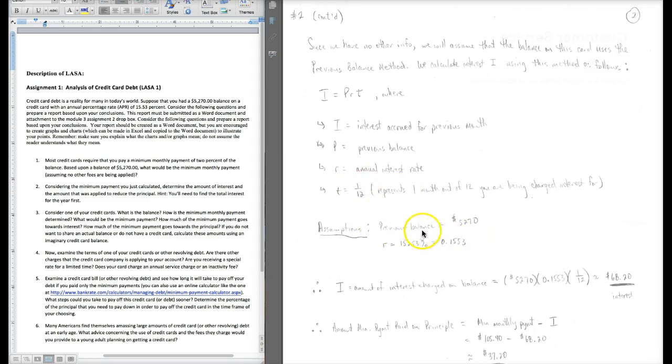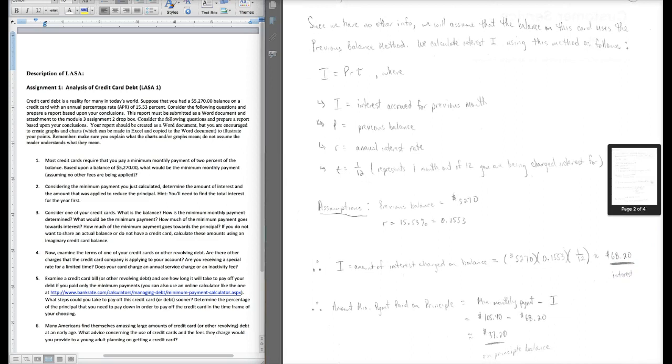And so the assumptions here are our previous balance is $5,270. Interest rate is 15.53%, which is 0.1553 as a decimal. And we just plug in all that information here. Amount of interest charge would be 5,270 times 0.1553 times 1/12, and we end up getting roughly $68.20.